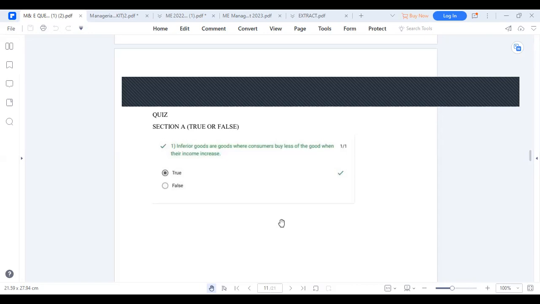Inferior goods are goods where consumers buy less of a good when their income increases. True or false? That is true. Why? This is called the income effect. So if you buy less of a good when your income goes up, we call it an inferior good. The opposite of an inferior good is a what? Is a normal good. When you buy more of a good as income goes up, then we call that a normal good.